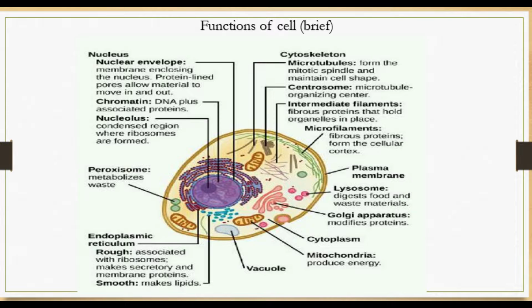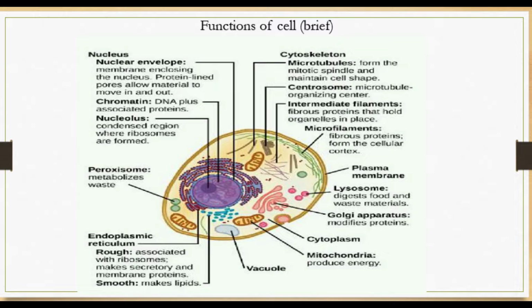Endoplasmic reticulum is of two types, rough and smooth. The rough endoplasmic reticulum is associated with ribosomes, and they make secondary and membrane proteins. They are different types of proteins. And the smooth endoplasmic reticulum makes lipids or fats.